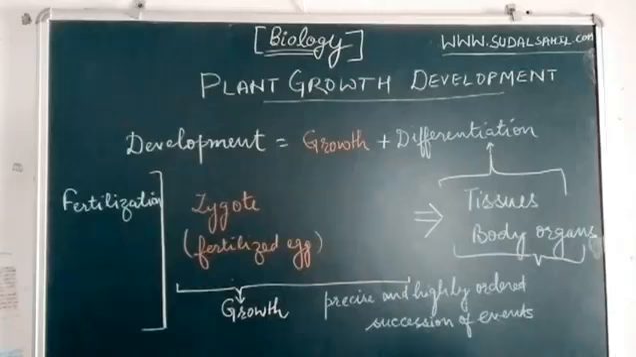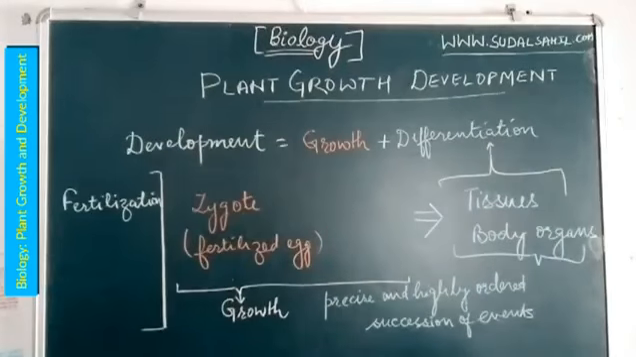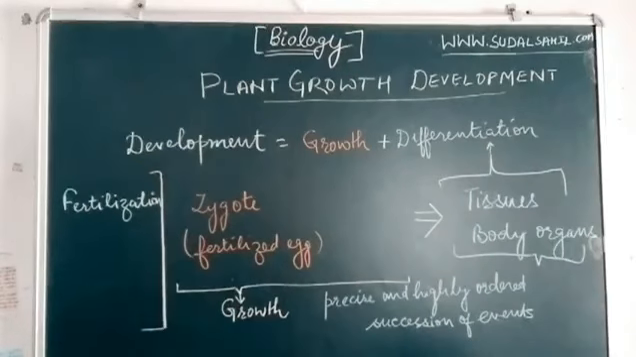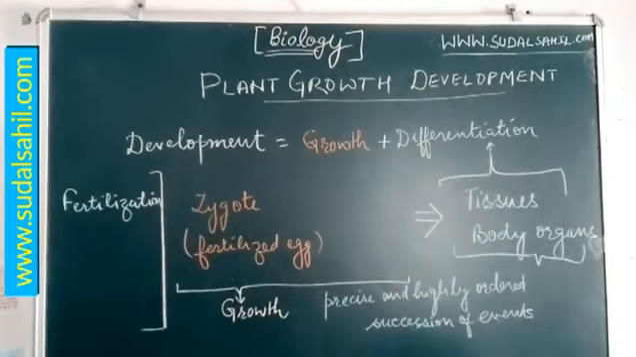So we will study plant growth and development, where development is the product of growth and differentiation. It is the sum of growth and differentiation. So what is growth and what is differentiation we will discuss. So you all know that all plants or animals develop from a zygote. Zygote is nothing but a fertilized egg.